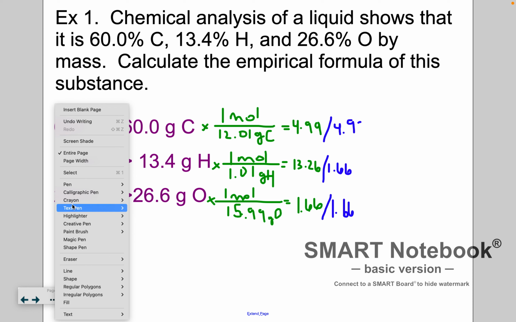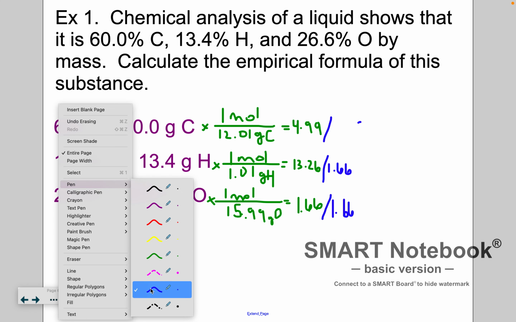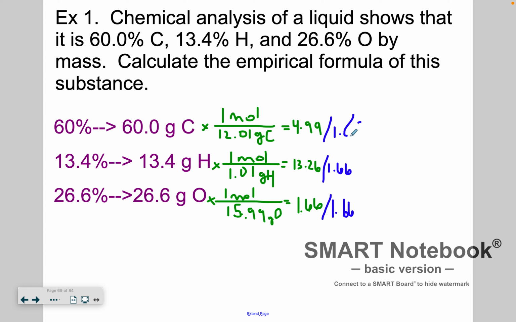Oh, what am I doing? Oh, man. Hope I didn't screw you up. The 4.99 divided by the 1.66. Okay, I got a little crazy there. This will give me a whole number, okay? So 1.66 divided by 1.66 is 1. 13.26 divided by 1.66 is 7.98. And then 4.99 divided by 1.66 is 3.00.